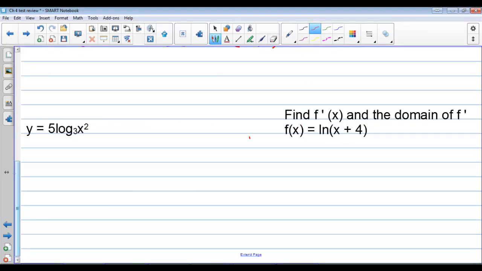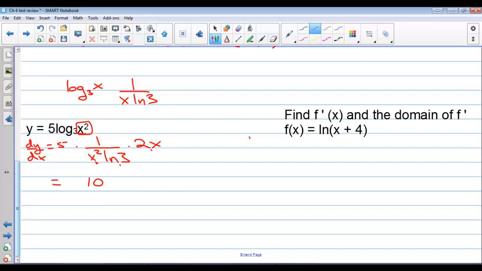The derivative of log, so we have dy dx equals 5 times 1 over x squared natural log of 3, but then times 2x. So if it was log base 3 of x, it's 1 over x natural log of 3, but there's an x squared there, so that makes that x squared natural log of 3 times the derivative of the inside. We get 10 over x natural log of 3 for a final answer. So there's your derivative of a common log.